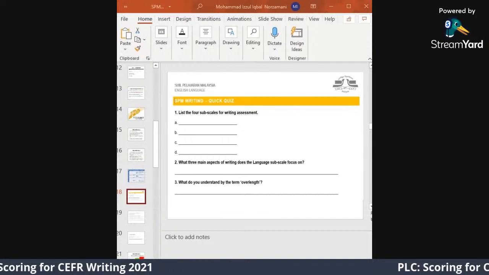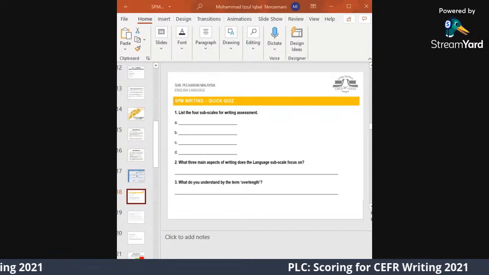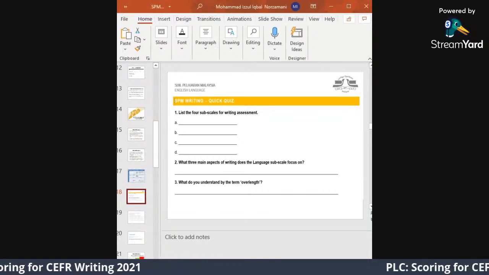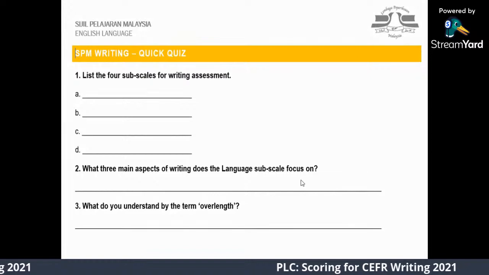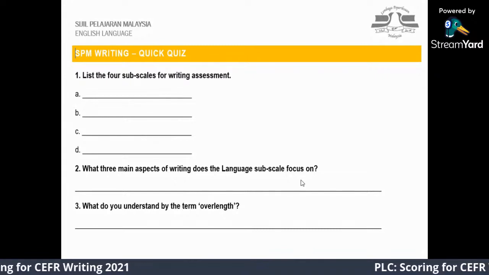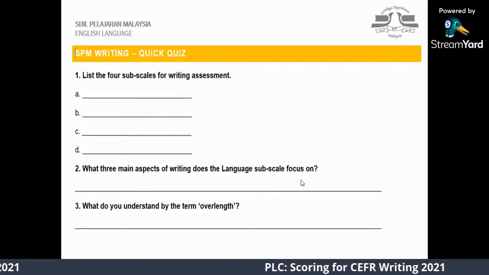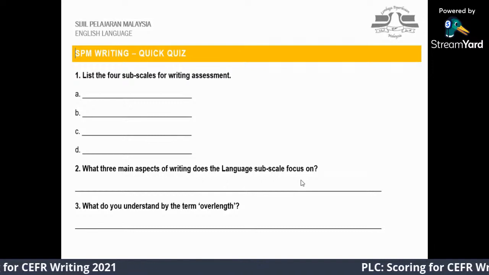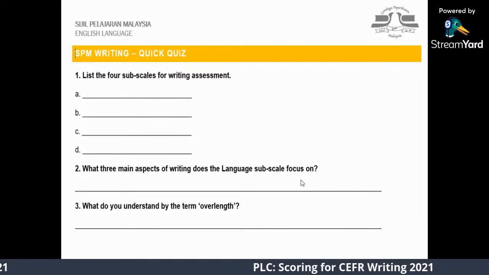Okay, so before we actually go through the descriptors, I have a question for you. Yeah, it is blurry now. Even I can't see it. Okay, can you tell me? Oh, yes, thank you, Izul. Okay, can you tell me the 4 subscales for writing assessment? Can you type in the chat box? We have been talking about 4 subscales, right? So, what are the subscales? Do you remember?